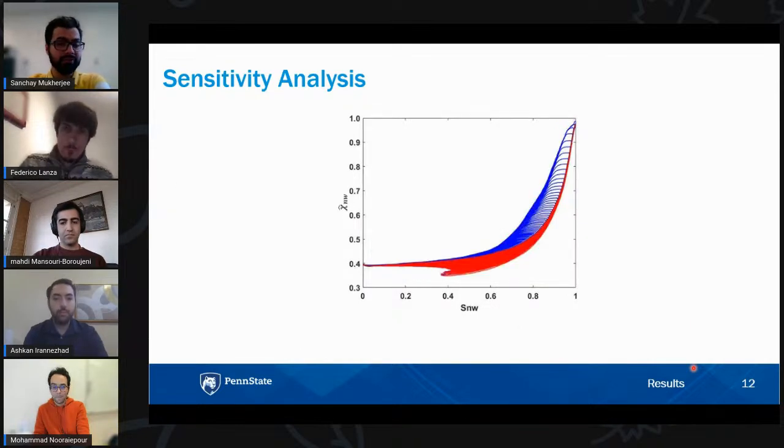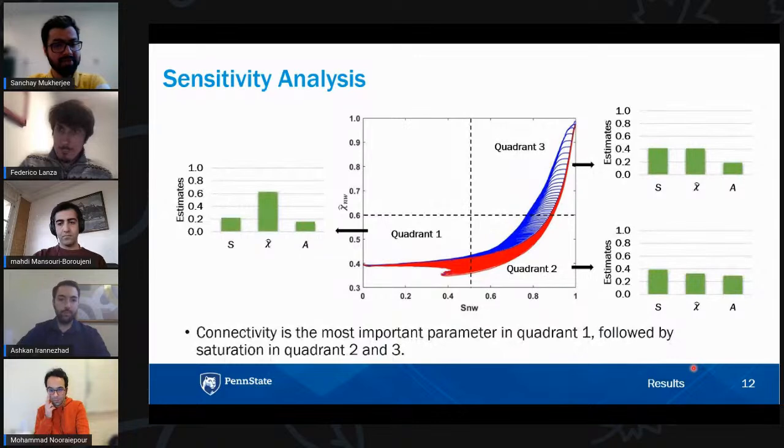Similarly, for the non-wetting phase, we can also divide the SX space into four quadrants. We have particularly chosen the quadrants based on equal distribution of data points in all the three quadrants. And since the fourth quadrant doesn't have data, we don't analyze it. The results from the non-wetting phase indicate that connectivity is significantly important in all the quadrants, but specifically in the first quadrant, and again due to the presence of the residual saturations in quadrant 1.